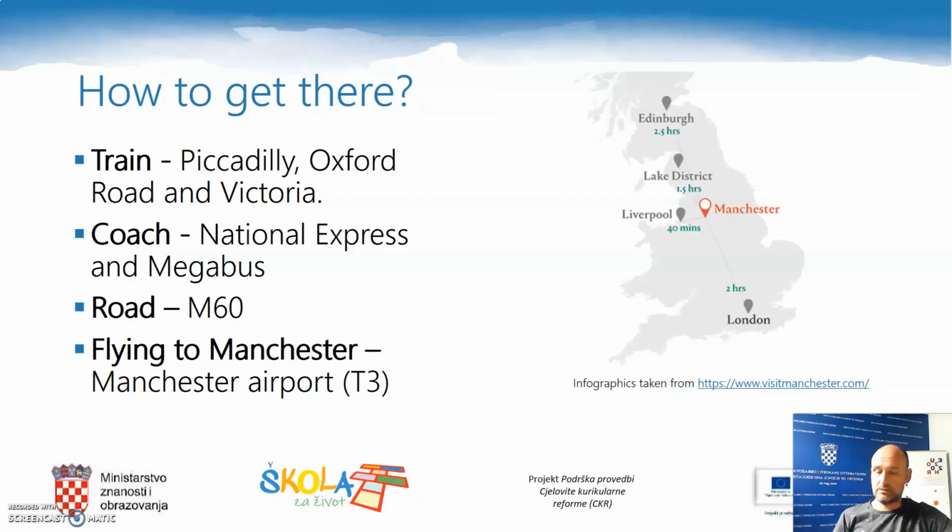How can we get to Manchester? You can use a train and arrive at one of the three main train stations in Manchester, Piccadilly, Oxford Road, or Victoria Station. You can get the bus. There is a National Express and there is a Megabus. If you're driving, you can use the M60, which takes you to Manchester, and flying to Manchester will take you to Manchester Airport Terminal 3.